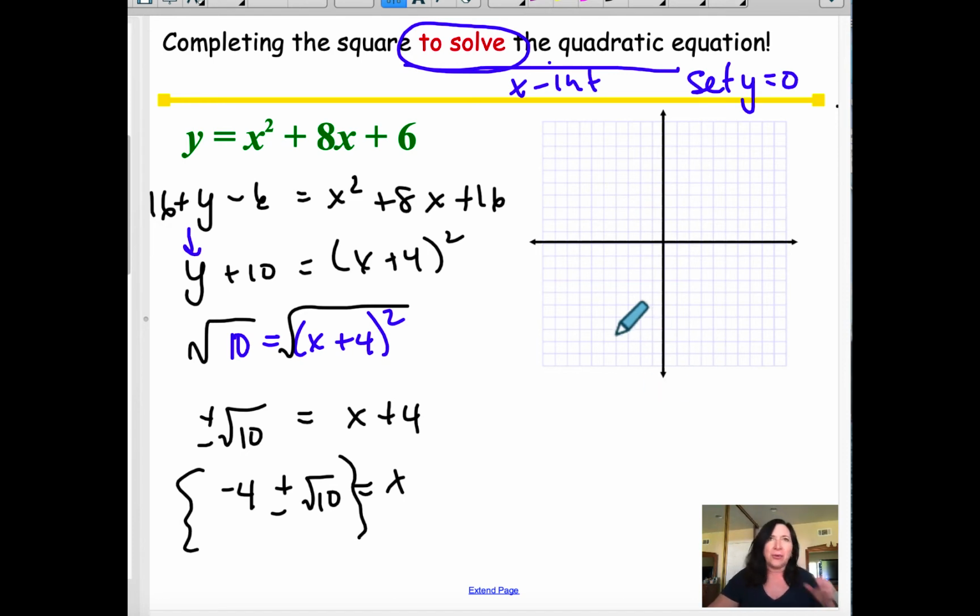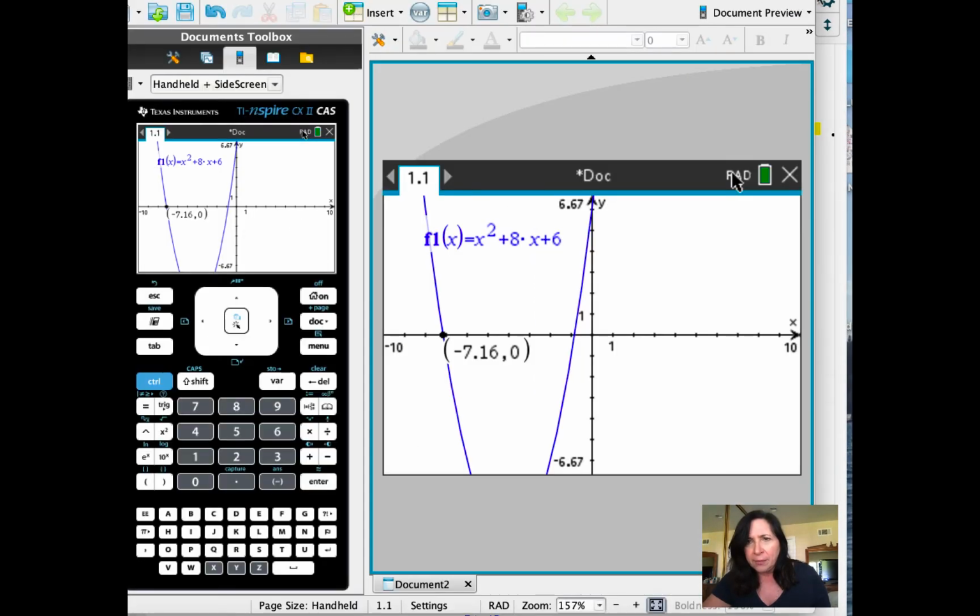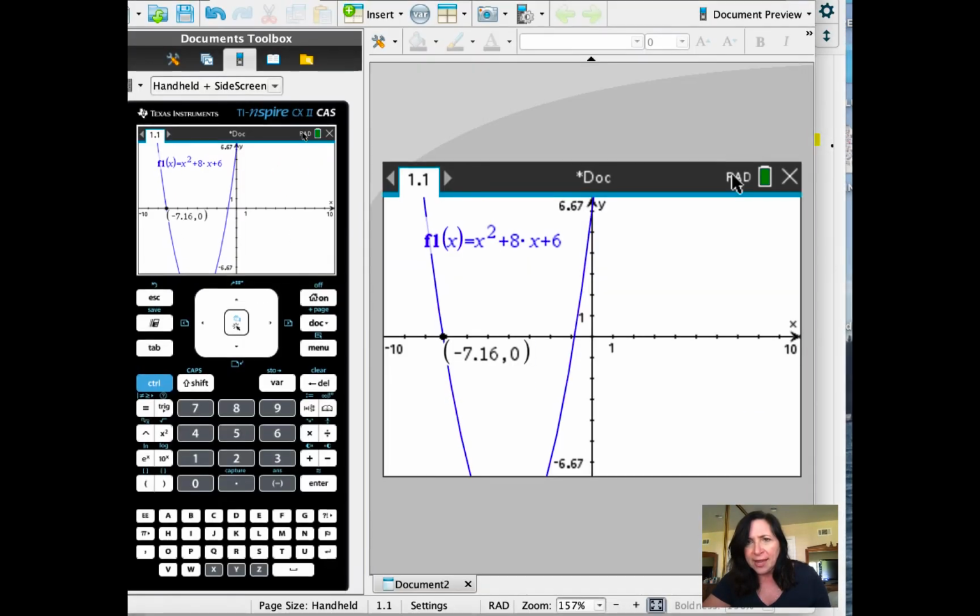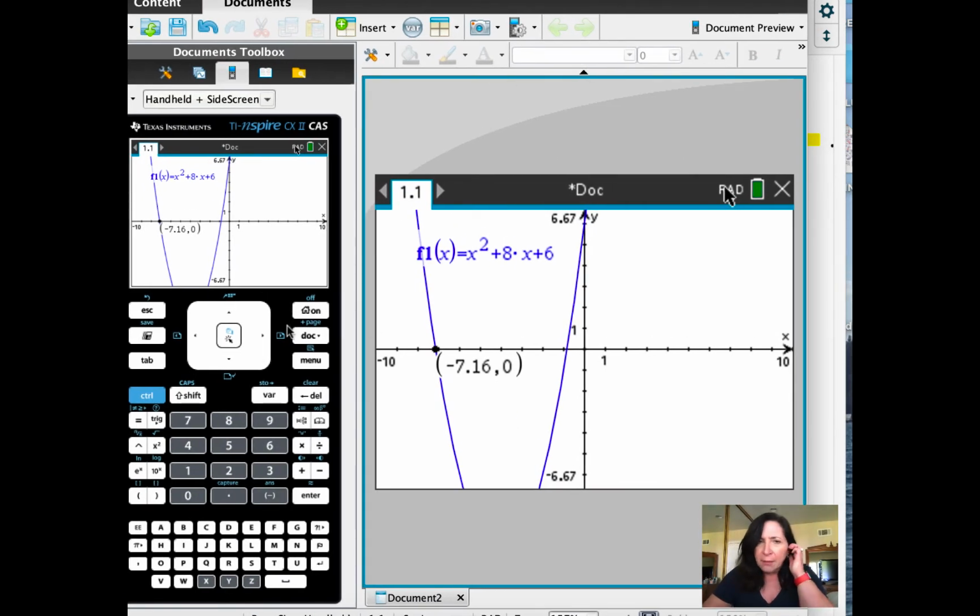What is that value? So what you need to understand is this right here is completely fine. You can put it into your calculator, and you also can say, well, what's negative 4 plus or minus the square root of 10? So we're going to use the calculator. I have that brought up already. And in using the calculator, I put in the equation x squared plus 8x plus 6.